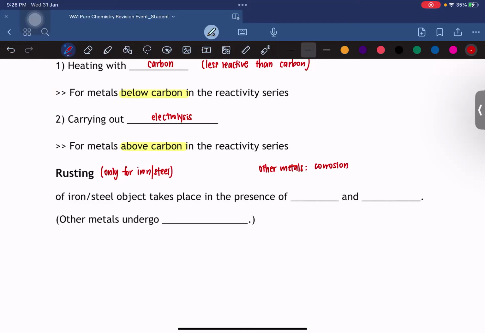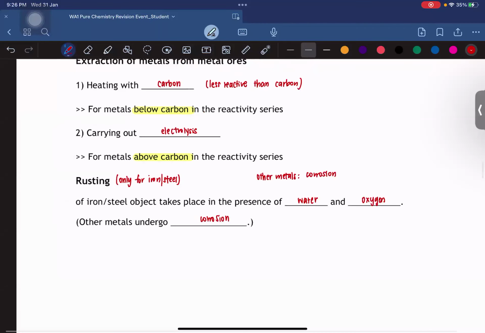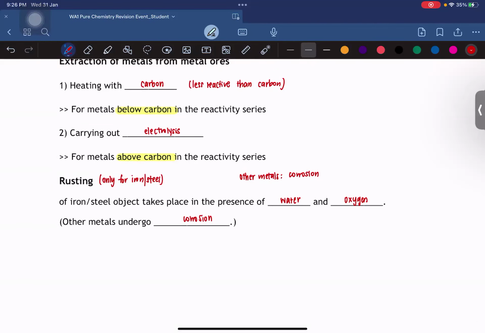Okay, so when does rusting happen? Rusting happens when there is the presence of water and oxygen. Other metals undergo corrosion instead. No, because no heat. So it's not combustion, it's a what process? Guys, rusting is not combustion because although it reacts with oxygen, there is no heat involved. So what is rusting? What process is rusting called? Oxidation. Did you say condensation? Oxidation. Understand? Okay.